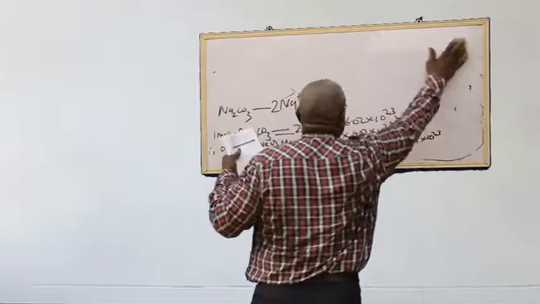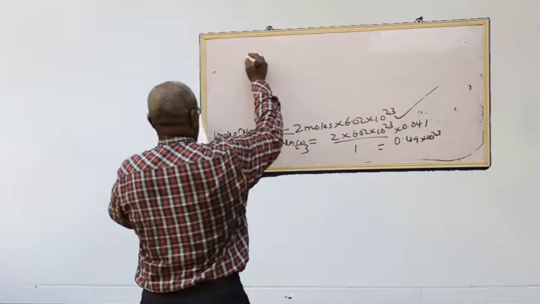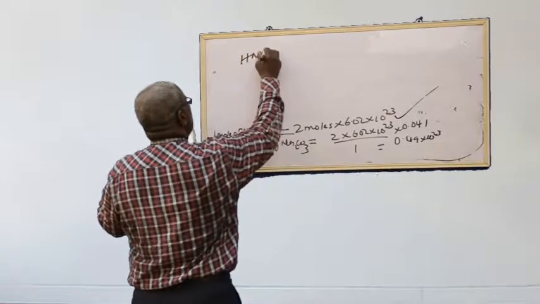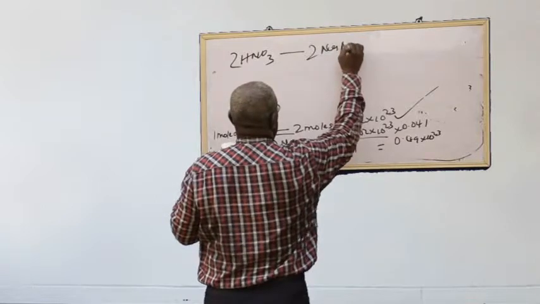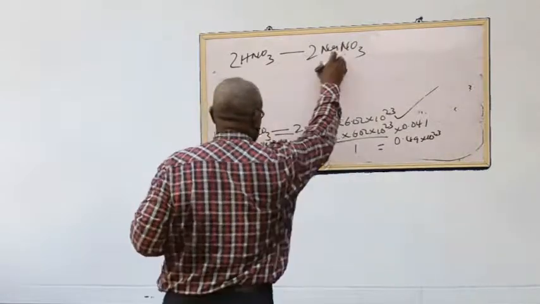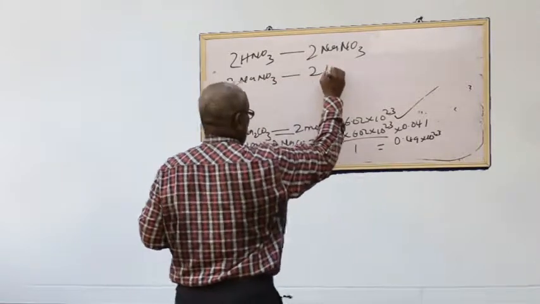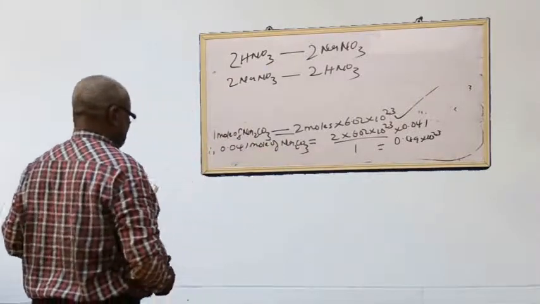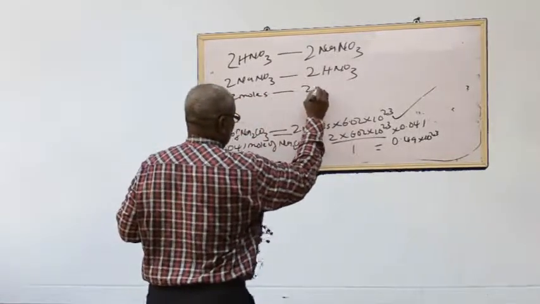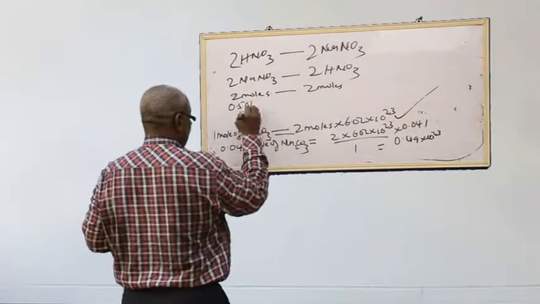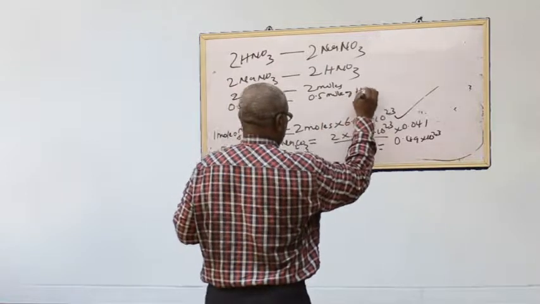The last one: volume of A in dm cube that will produce 0.5 mole of NaNO3. Let's use the stoichiometric equation for this reaction. In the equation, we have 2 moles of HNO3 giving us 2 moles of sodium nitrate. We are using sodium nitrate to calculate the HNO3, so it's going to be 2NaNO3 giving us 2HNO3. Therefore, 2 moles gives us 2 moles, so 0.5 mole of sodium nitrate will give us 0.5 mole of HNO3.